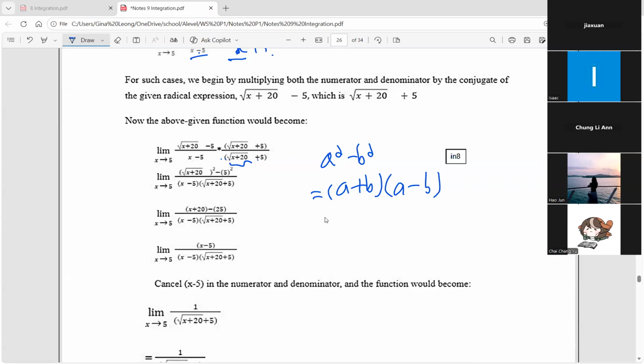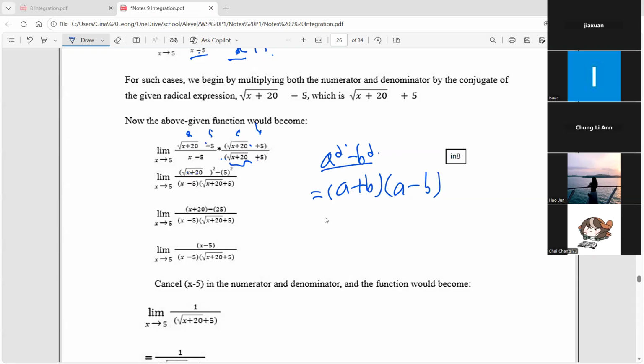So I already have this one. This is my a, this is my b. I have a minus b, a plus b. So meaning that I should get a squared minus b squared here. Okay, x plus 20 squared minus 5 squared. Then after that I will get this one.